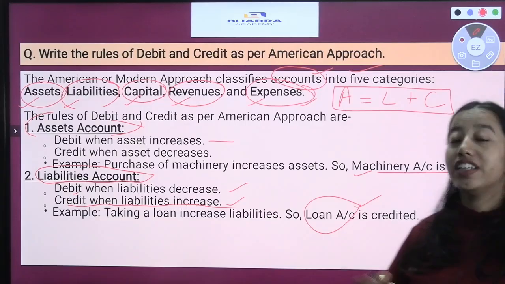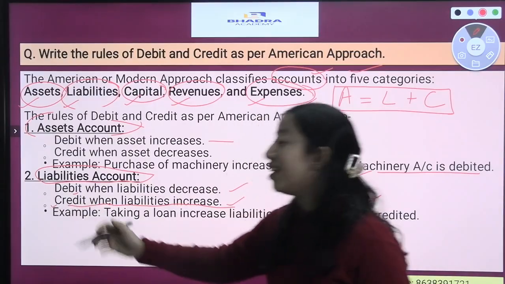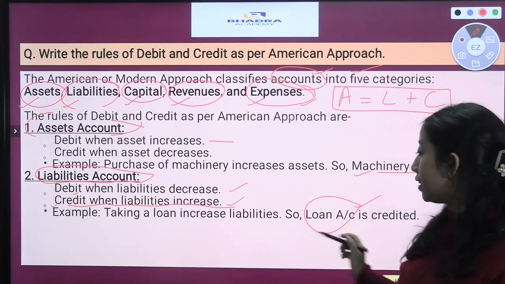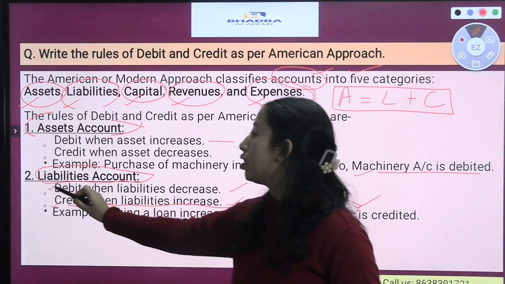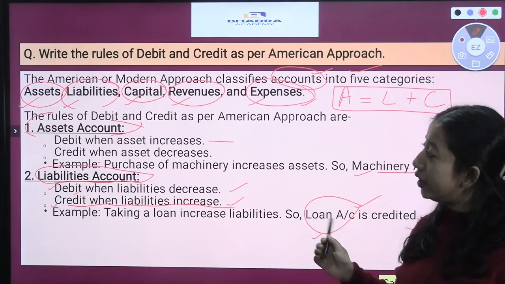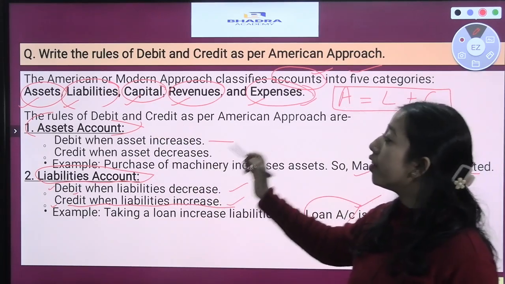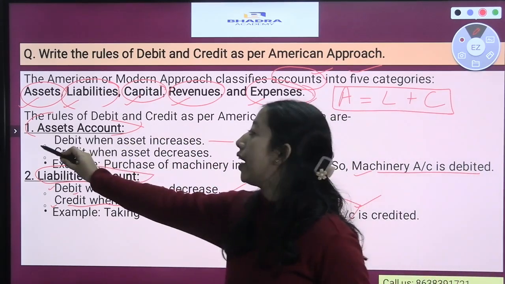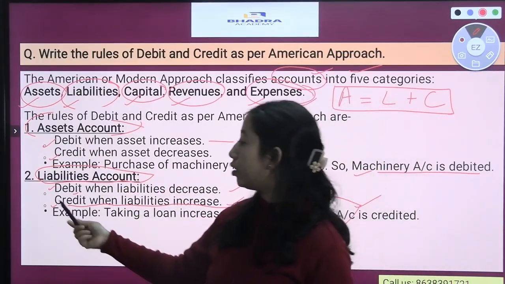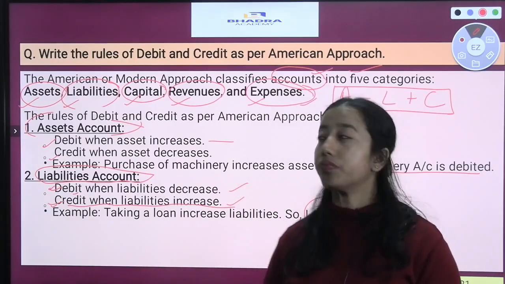So when there is an increase in liability, the liability account will be credited, and when there is a decrease in liability, say the loan is repaid after some time, the same loan account will be debited because the amount of loan will decrease. So these were the rules for asset accounts and liabilities accounts: an increase in asset will be debited and a decrease in asset will be credited, and in case of liabilities, an increase will be credited and a decrease will be debited.